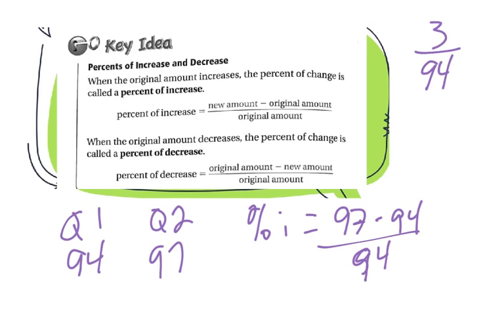When you pop 3 divided by 94 in your calculator, you're going to end up with 0.032, so 32 thousandths, I rounded to the thousandths place. To get the percentage, you're going to move 1, 2 place values, so it's actually going to be 3.2% increase.